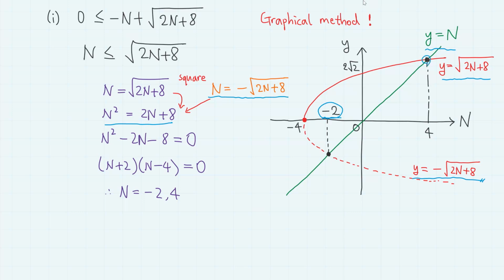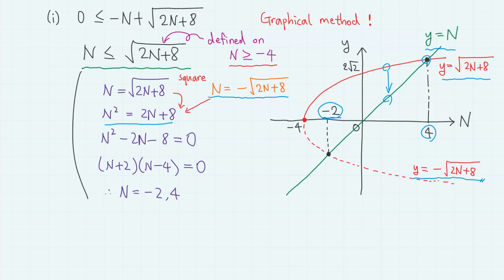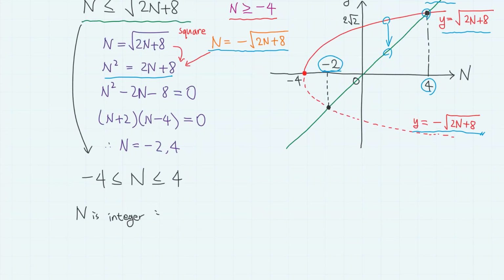The actual intersection point between y equals n and y equals square root of 2n plus 8 occurs at n equals 4. In order to solve the inequality, we use the graphs to find the range where the line is located below the radical function. And we also use the fact that the radical function is defined only on n greater than or equal to negative 4. So the solution is n is greater than or equal to negative 4 and less than or equal to 4. If we impose the integer condition for n, possible values are negative 4, negative 3, negative 2, and so on, all the way up to 4.